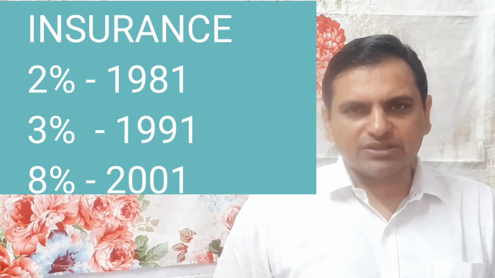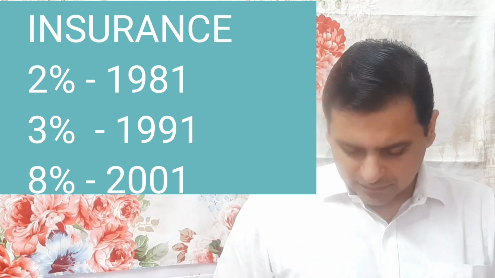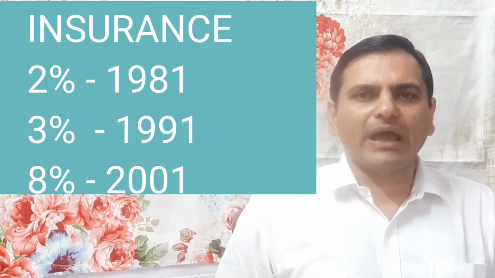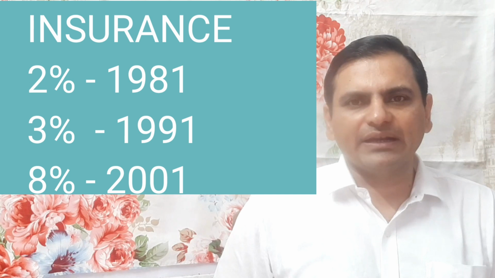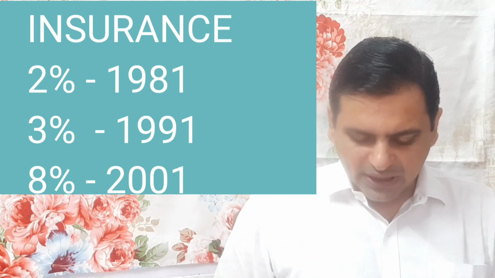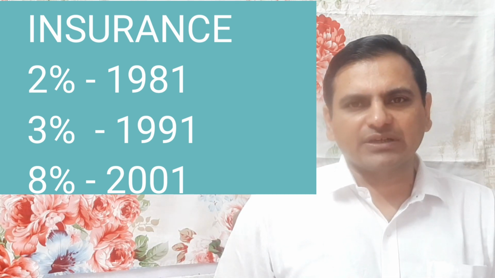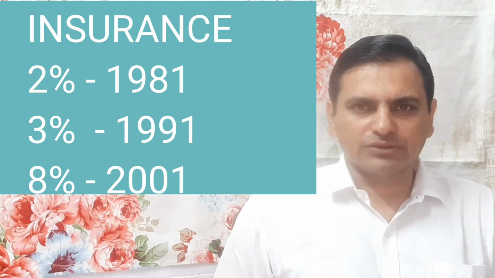So the main features, beginning with insurance: the expenditure of the school was 2% in 1981, 3% in 1991, and it reached 8% in 2001. So the school has made an increment in spending on insurance. The school spent more in 1991 and 2001 as compared to 1981, which was 1% higher in 1991, and at last 4 times higher. 2 into 4 is equal to 8%. So it was 4 times higher than 1981 when the school spent on insurance in 2001.